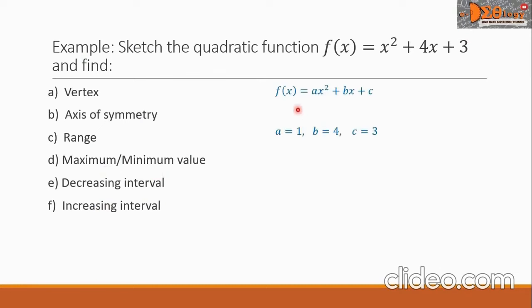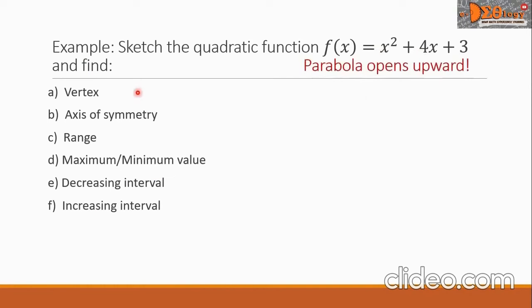First, let us write the general form of the quadratic function. F of x equals ax squared plus bx plus c. And then, let us collect the corresponding values for a, b, and c in the given function. So a equals 1, b equals 4, and c equals 3. Please note that the a is positive, and we can say now that this parabola opens upward.